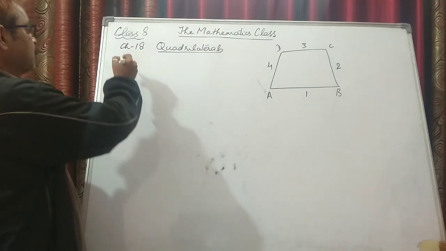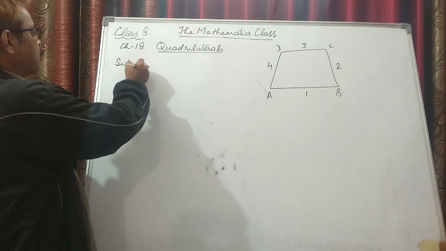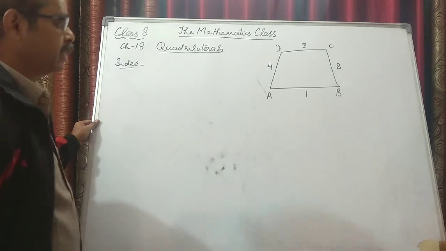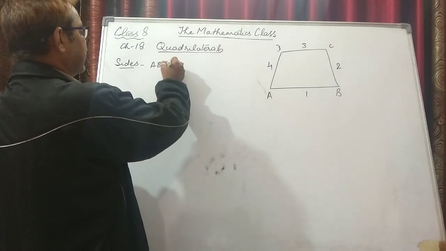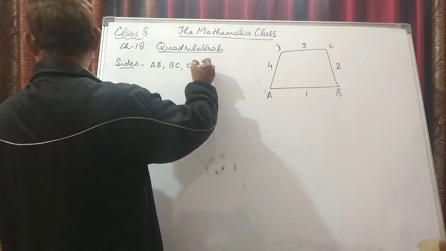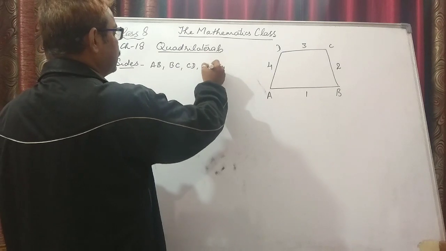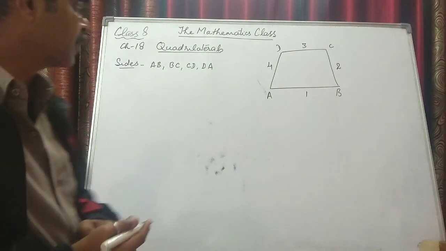Now these 4 lines, they are known as sides of the quadrilateral. First side is AB, then BC, then CD and then DA. These are the sides of the quadrilateral.